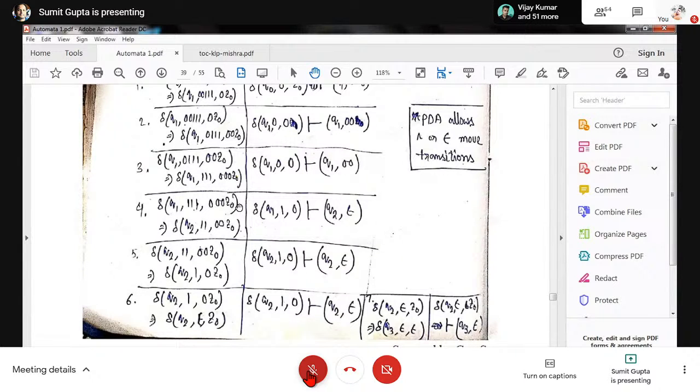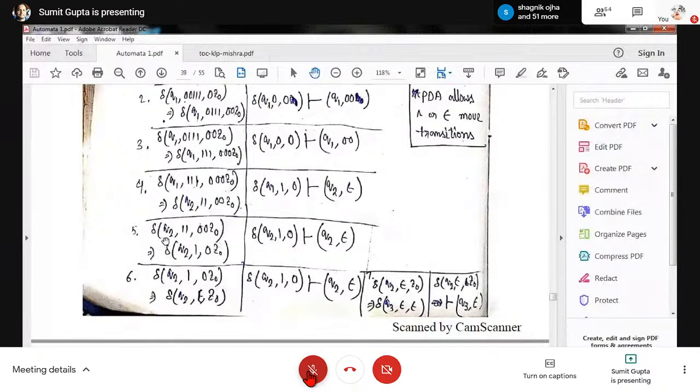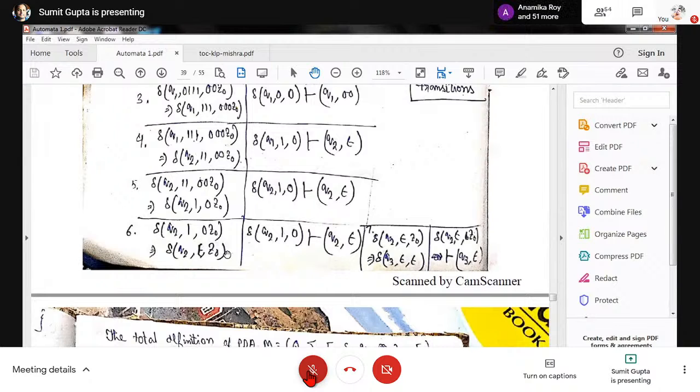Next up, now when Q1 and 1 is encountered and on stack we have 0, we are popping out 0. So it will become Q2 1100Z0. See, 0 has been popped out. Similarly, again the same transition function. So Q2 1100Z0 will give Q2 10 0Z0, this double 1 will become single 1, and again a 0 has been popped out. Next, Q2 10Z0, so we'll now have Q2. Since 1 has been processed, it will be epsilon, and this 0 is removed, so it will become Z0.